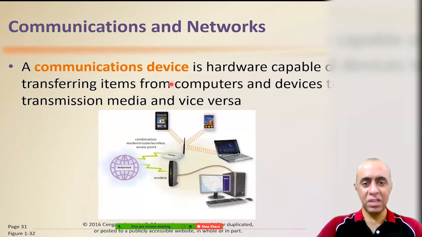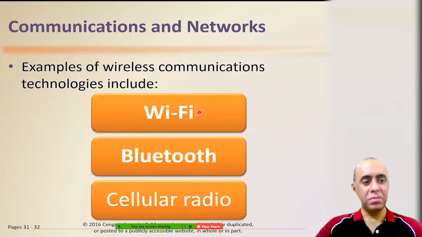A communication device, on the other hand, is a very well defined thing, which is a hardware capable of transferring items from computers and devices to transmission media and vice versa. In this example, you can see a transmission device which is called a modem. A modem is a device which is used for communication. Similarly, this device is called an access point. An access point is a type of router which is used to convert your wired signals into wireless. Similarly, examples of wireless communication technologies include Wi-Fi, Bluetooth, cellular radio, etc.